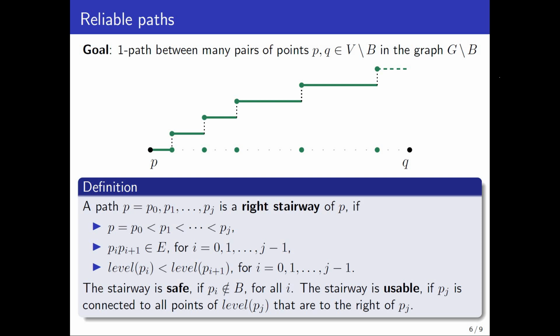Further, we say that the stairway is safe if none of its points are in the fail set, and the stairway is usable if it reaches far, essentially. So the last point of the stairway is among the last points of the graph. The idea is that if a point q, which is on the right side of p, has a left stairway, then these stairways must cross each other at some level. Therefore, this gives us a monotone path between p and q by doing some small adjustments at the point where the two stairways cross each other.